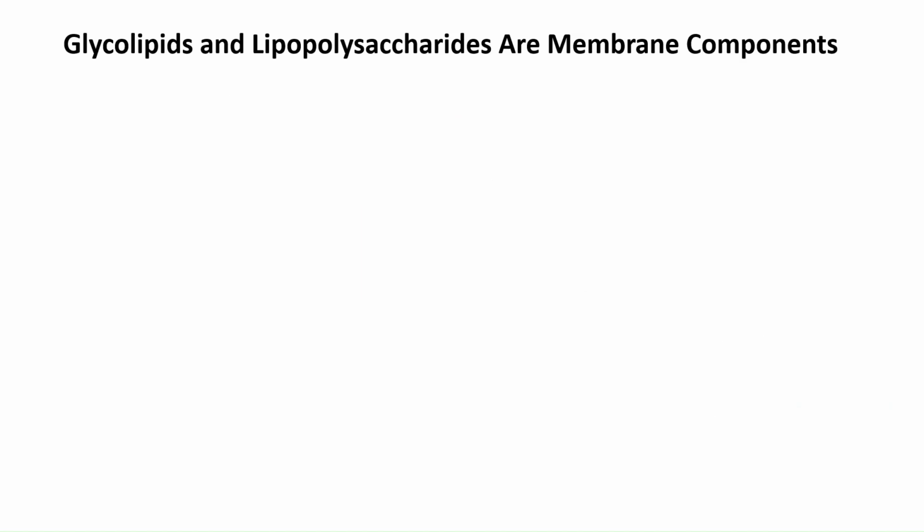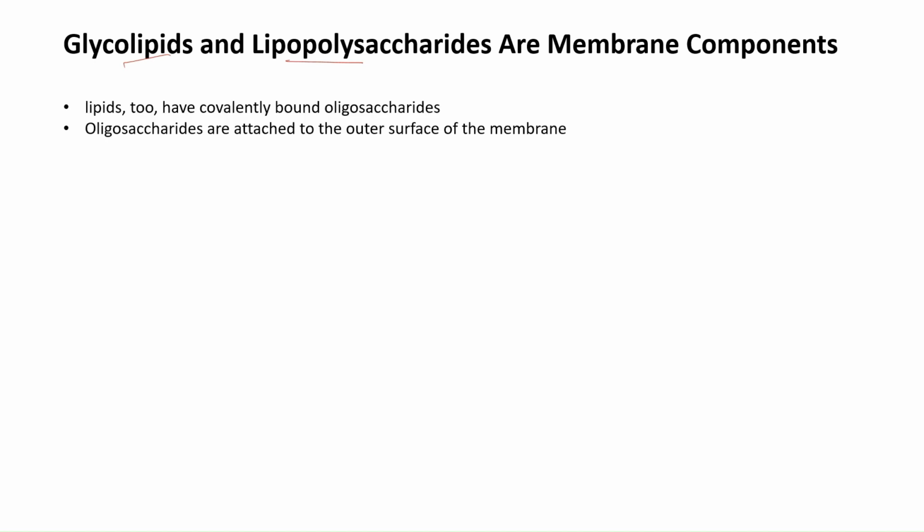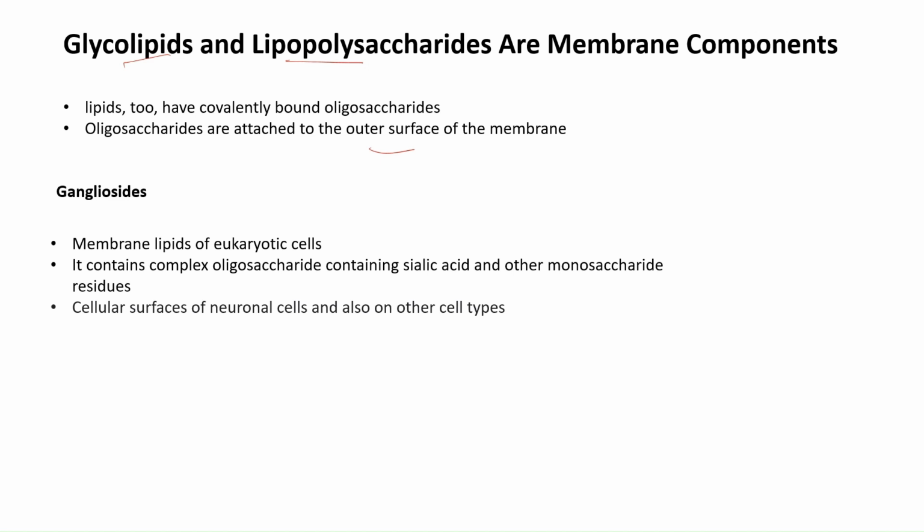Next, we come to glycolipids and lipopolysaccharides. These are carbohydrates attached with lipid molecules. Here, carbohydrates are covalently attached to lipid molecules. Here also, the oligosaccharides are attached to the outer surface of the membrane. One of the best examples of glycolipid is ganglioside. These are membrane lipids of eukaryotic cells. It contains complex oligosaccharide which contains sialic acid and other monosaccharide residues. These are mostly found on the neural cells and also in other cell types. So ganglioside is one example of glycolipids found in eukaryotic cells.